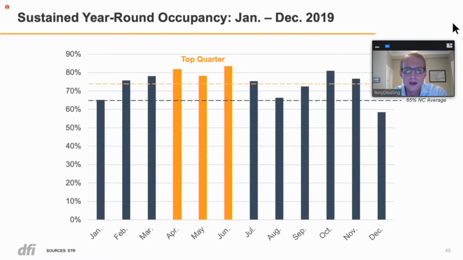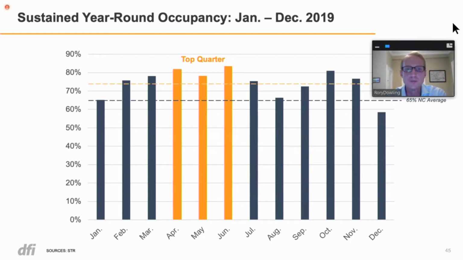When we try to assess the health of the market, we also look at year-round occupancy. If you look at 2019, you'll see here that the Salisbury market really performed quite well throughout the year, which is pretty unique. If you think about markets that are closer to the coast or out west, you're going to see a lot of dips.